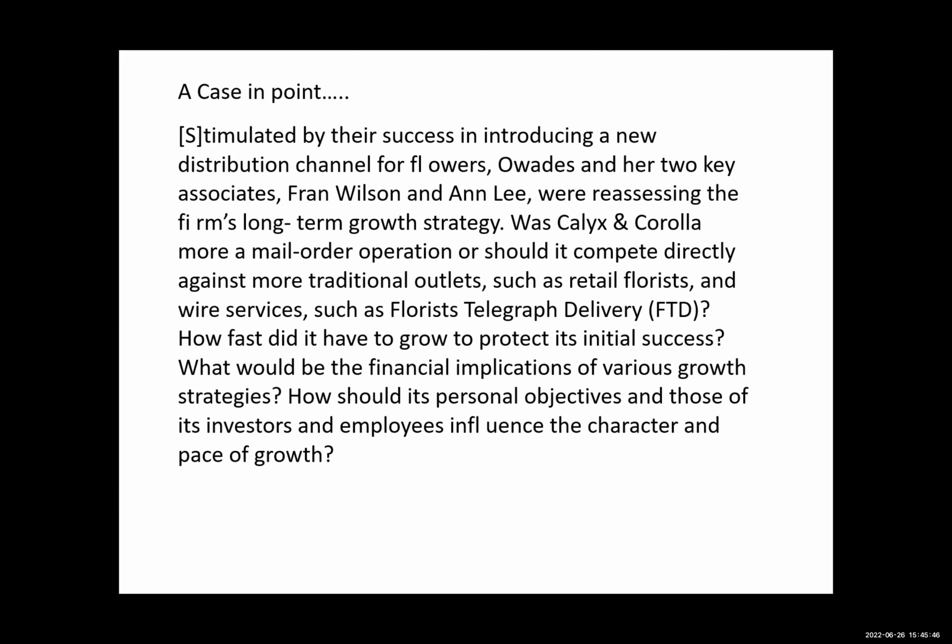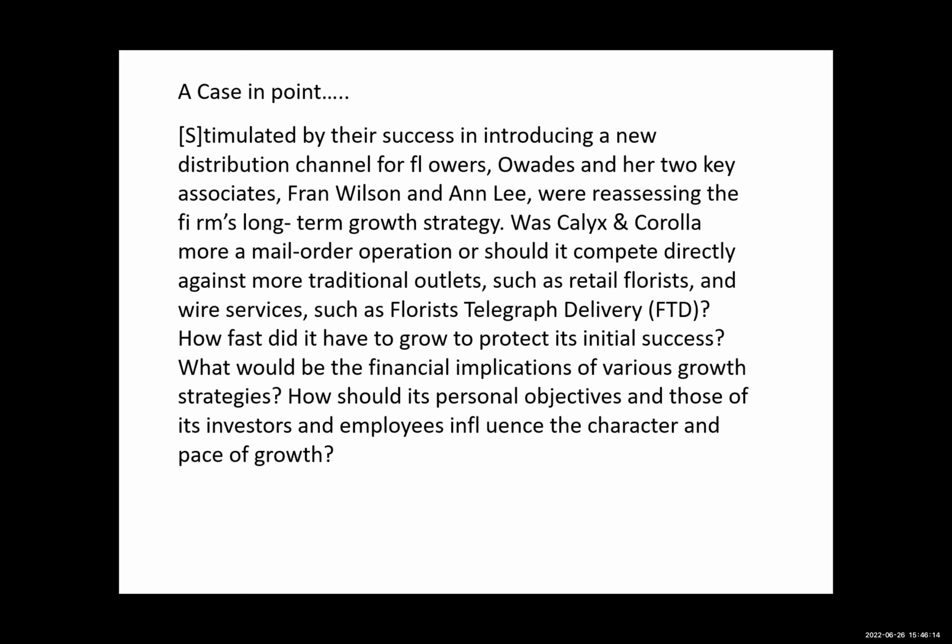What is the impact on employees, investors? Now they are trending something towards customers. How they are going to take their product. So here, in this, we are reassessing the long-term growth strategy. These are some of the questions. It will be confusing.